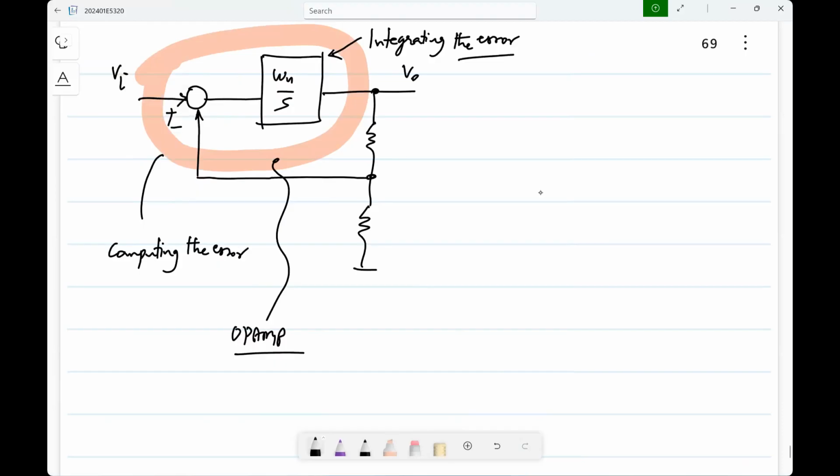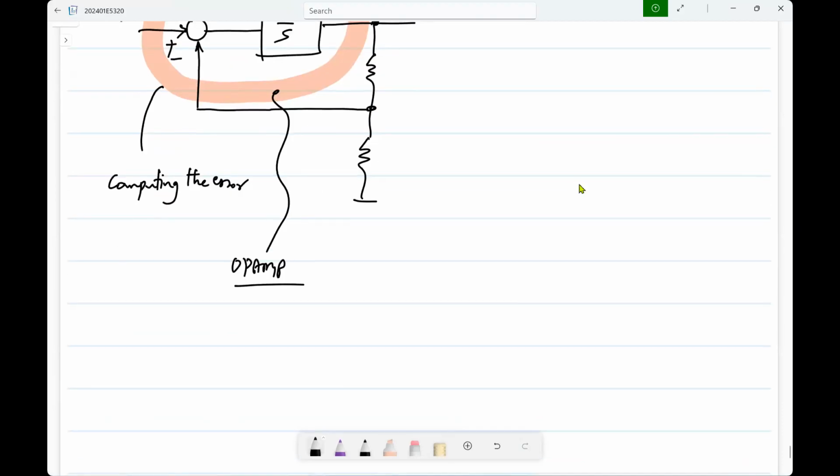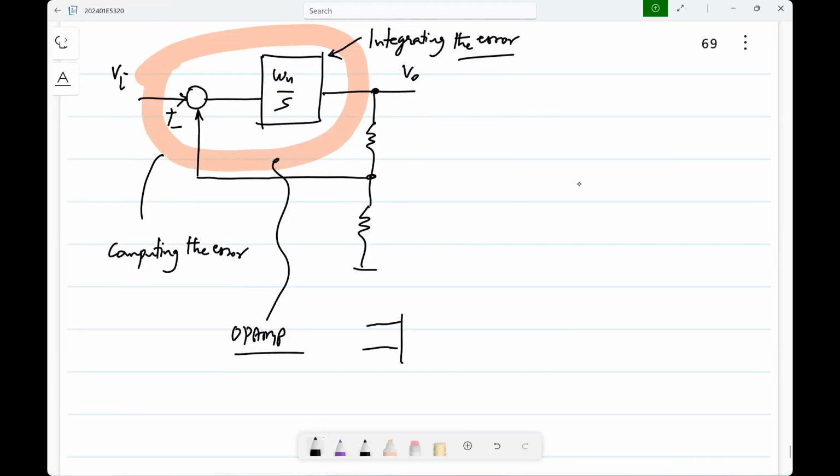So what is the op amp? The op amp has two inputs, and it has a certain parameter omega u. That is the most important parameter of the op amp. What it does is it takes the difference between these input voltages and integrates it with a proportionality constant omega u. That's what the op amp does. This combination of differencing and integration is the op amp.